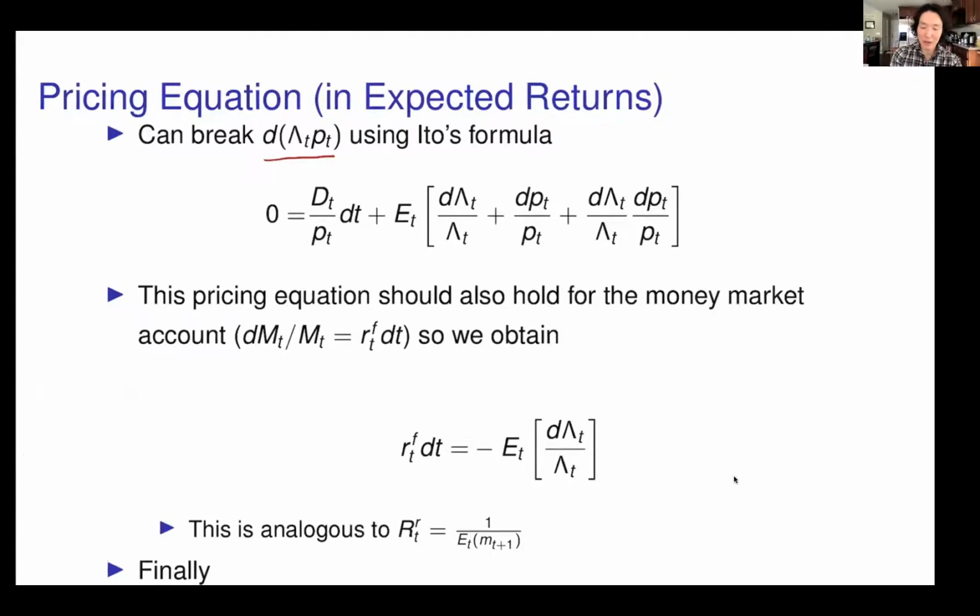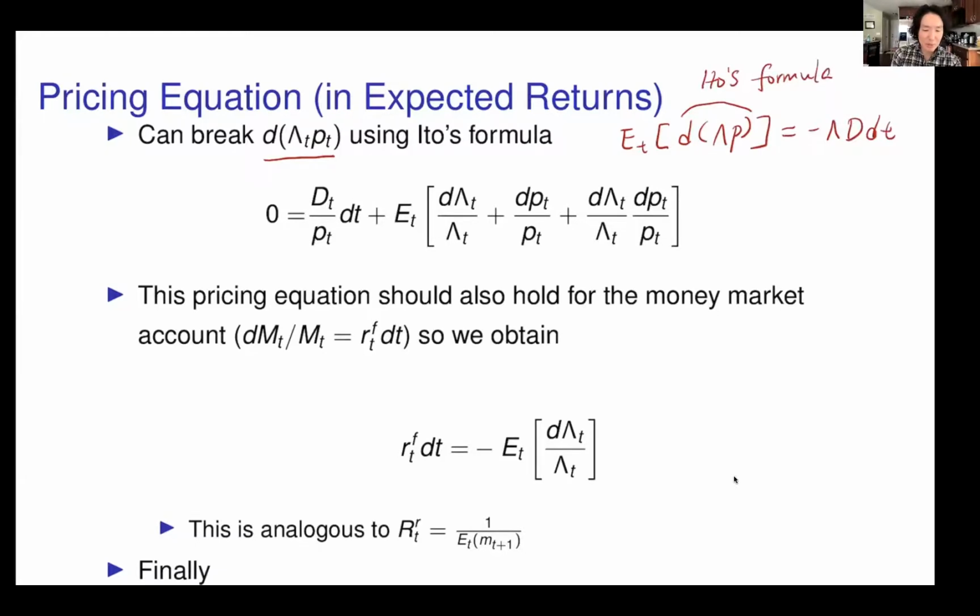In other words, what was the pricing equation? The pricing equation was that the conditional expectation of the infinitesimal change in lambda times p should be the same as the negative of discounted dividend times dt. Okay, so what I did in the previous slide is basically apply Ito formula here. Then you will get this pricing equation here.